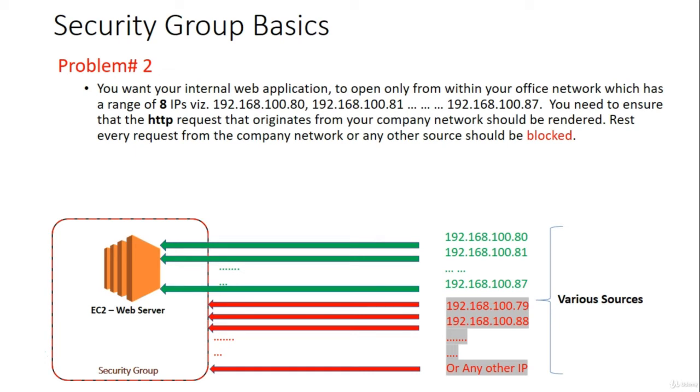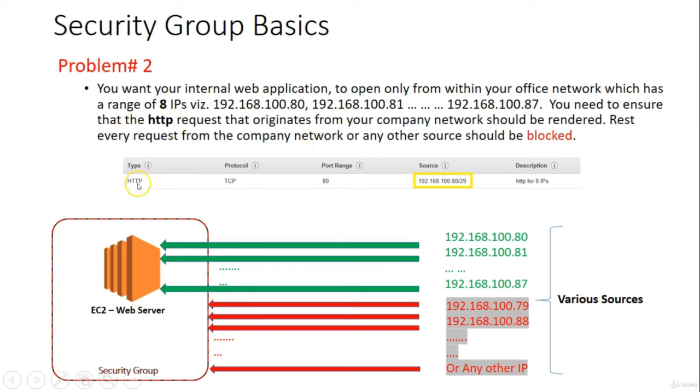So what should be the solution? In type, you select HTTP, because here we are asking for HTTP requests. Whenever you are selecting HTTP, that protocol will always be TCP. Port range, default port range will be 80, because that's the default port for HTTP communication.